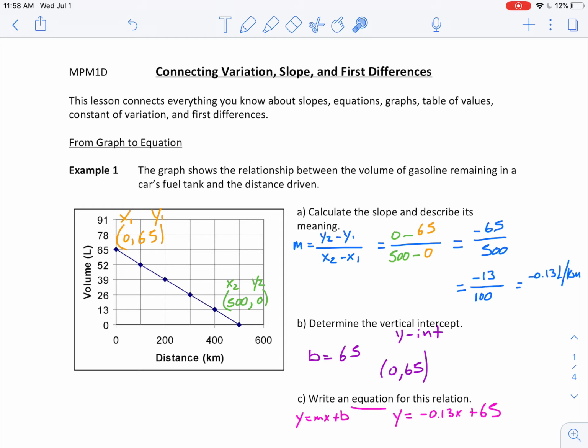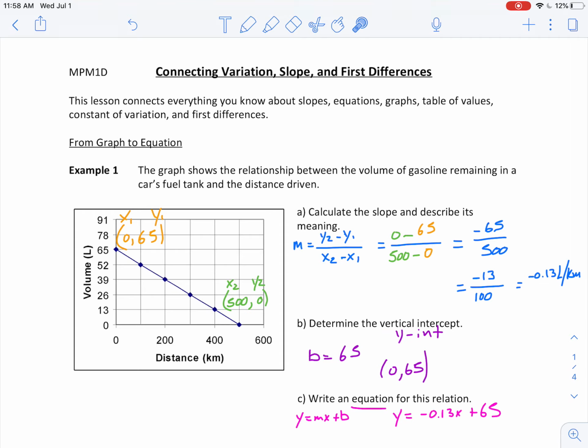If I break that down into how many liters per 100 kilometers, I use 13 liters for every 100 kilometers. And if I break that down into how many per 1 kilometer, I actually use 0.13 liters for every kilometer. Determine the vertical intercept.